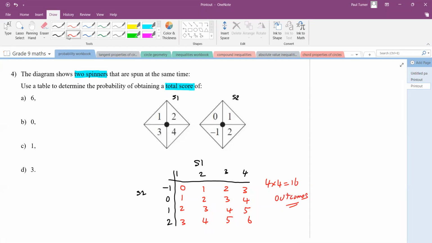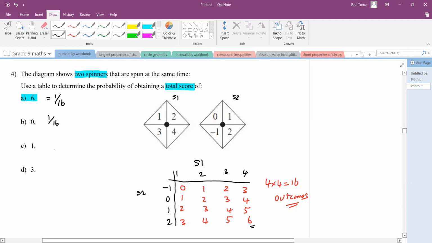So let's look at our questions. First one, what's the probability of getting a 6? So we'll go to our table and see how many totals are 6. And there's only 1 here. So that's going to be 1 out of 16. How many totals are 0? At the other end of the table, there's only going to be one total. 1 out of 16. We can only get 0 once.